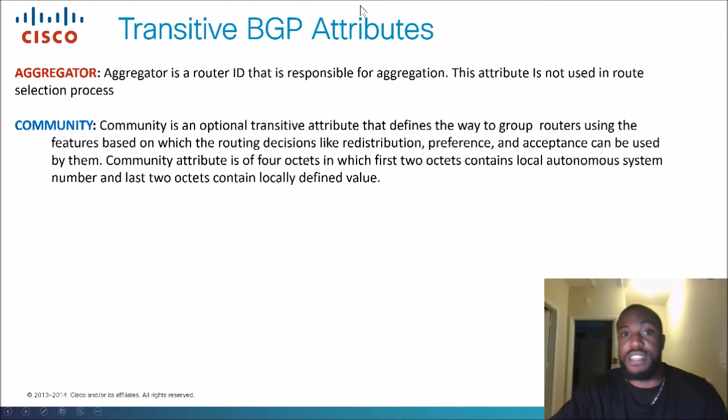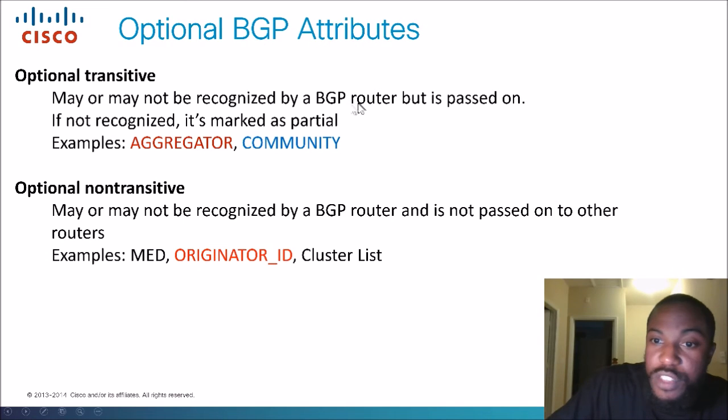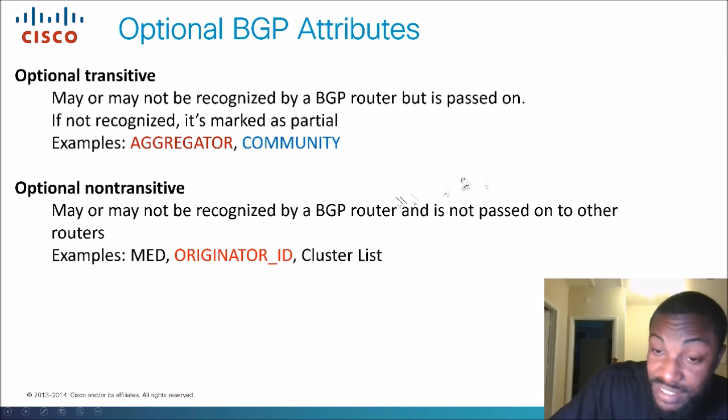Now, these are the transitive BGP attributes. Again, transitive is when these are passed on, right? Transitive is when a BGP route update is passed on. That's what transitive is. Non-transitive means it's not passed on.